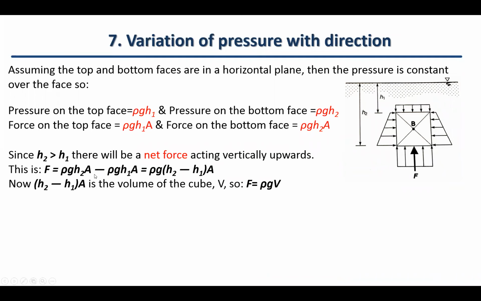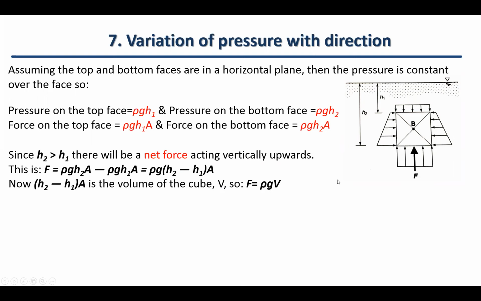So rho g h2 A minus rho g h1 A. If you factor out rho g and A, inside the bracket we have h2 minus h1, and h2 minus h1 is equal to the depth of the cube, times the area. You can substitute this with the volume. If we substitute the volume in here, we get to the same formula that we discussed before to calculate the vertical force. So F is equal to rho g V.